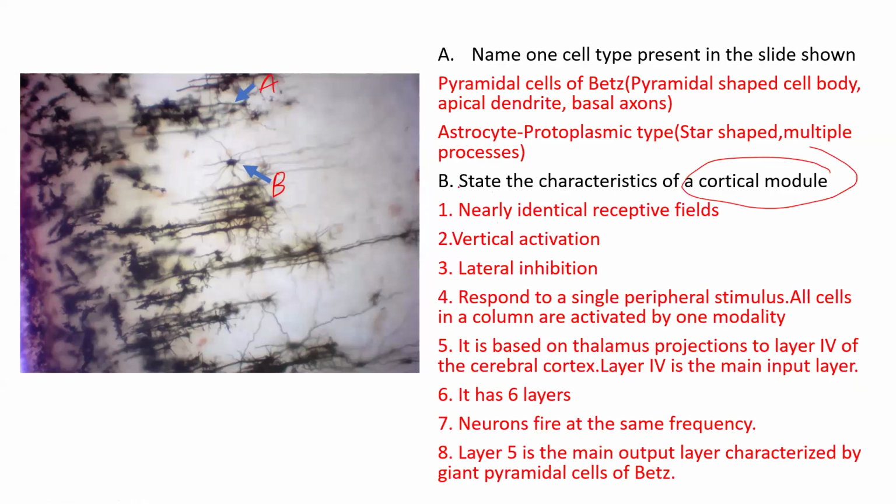And it has eight characteristic features of a cortical module. You will be taught this. If it has not been taught, relax, it will be taught to the end.